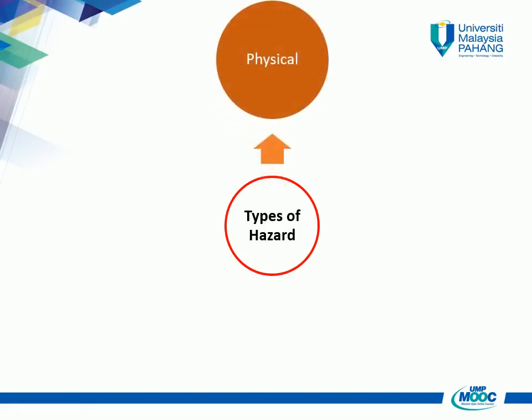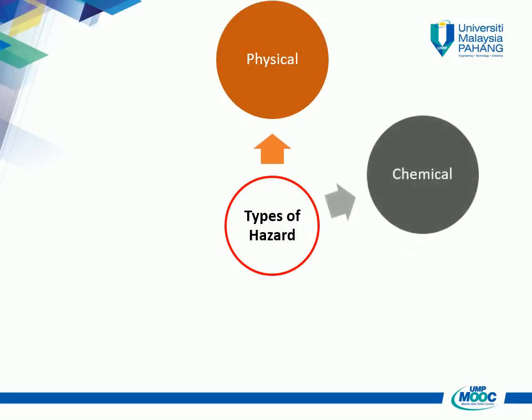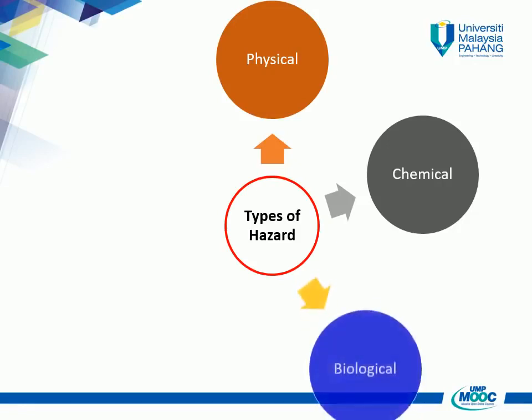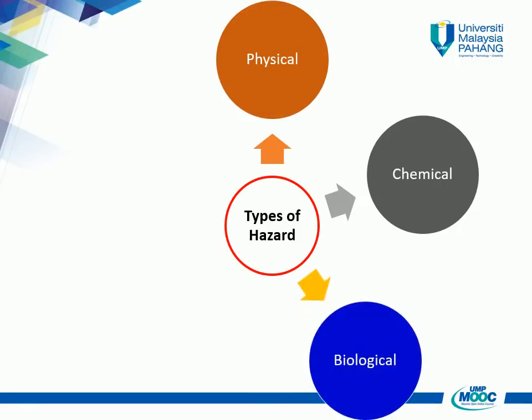Now, let us look at the type of hazards in the workplace. First, physical hazard, which is associated with energy such as noise, electricity, extreme temperature, radiation, and vibration. Second, chemical hazard, substance or chemical mixture that may be explosive, flammable, toxic, and corrosive. Third, biological hazard, hazard due to an organism such as viruses, bacteria, and protozoa.